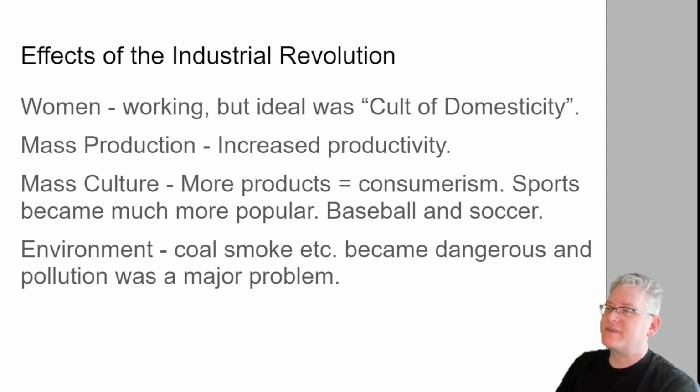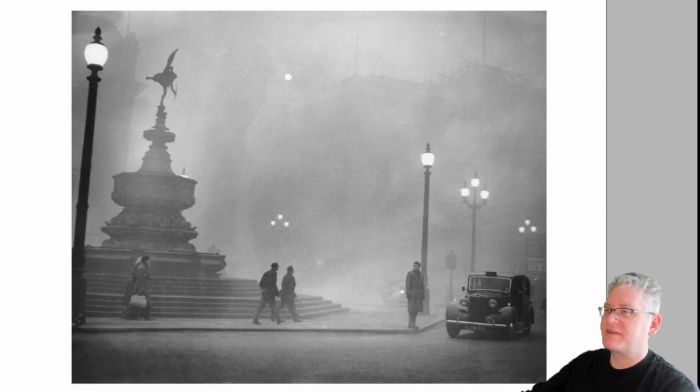Now, one problem, of course, is the environment. A lot of coal smoke and stuff. It became very dangerous. Pollution was a major problem. In my hometown of Birmingham, there are descriptions of it in the 30s where there was a cloud, basically, of disgusting, dirty coal smoke hanging over it, and it made it very difficult to breathe outside. Now, this is not from the time period, but it kind of gives you an idea of the same thing. This is London in the 1950s when they had what's called the Great Fog, I guess.